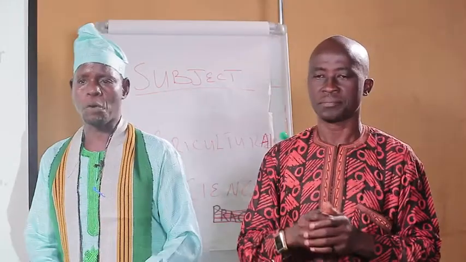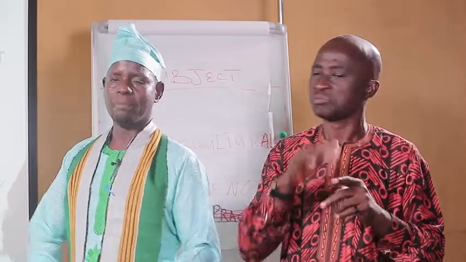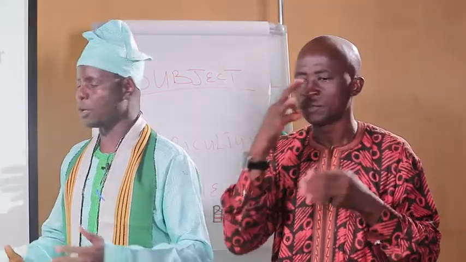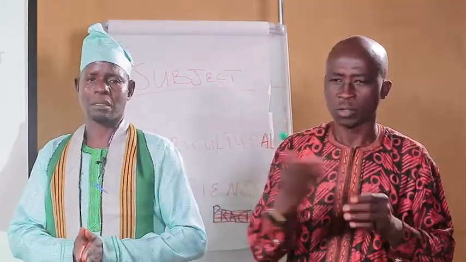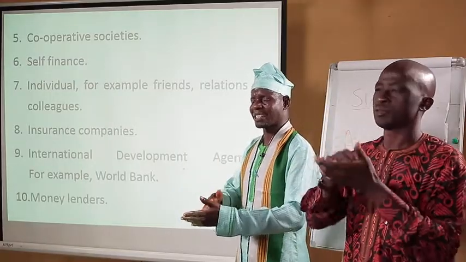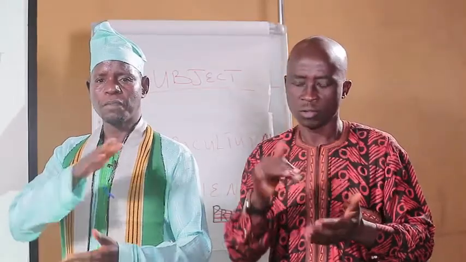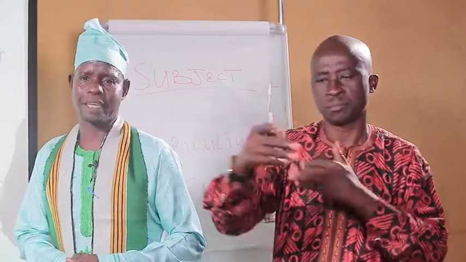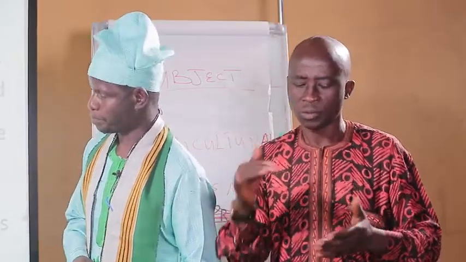There are some people who are not banks, but they have money. They want to give it to the farmers. We call them money lenders. But one thing they concentrate on is collaterals. What is collateral? Collateral is the security, those things you give in case the loan fails. They will retrieve those properties as a replacement for the loan you took.